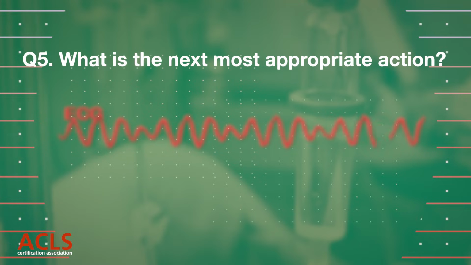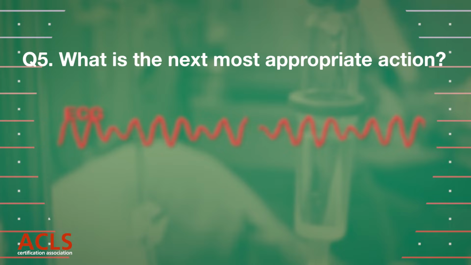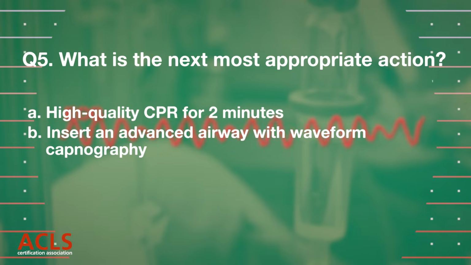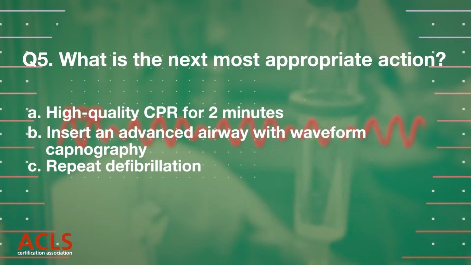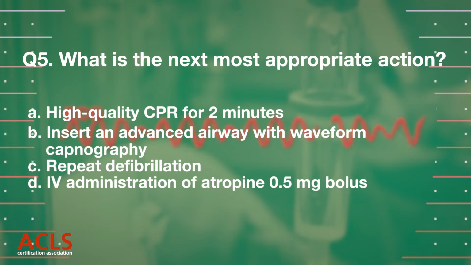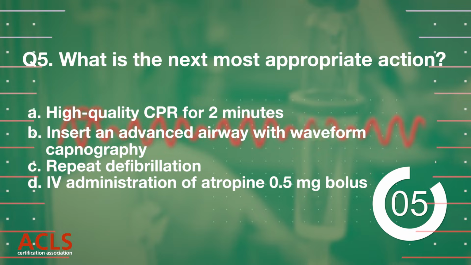Question 5. What is the next most appropriate action? A. High-quality CPR for 2 minutes. B. Insert an advanced airway with waveform capnography. C. Defibrillate. D. Intravenous administration of atropine, 0.5 milligram bolus.